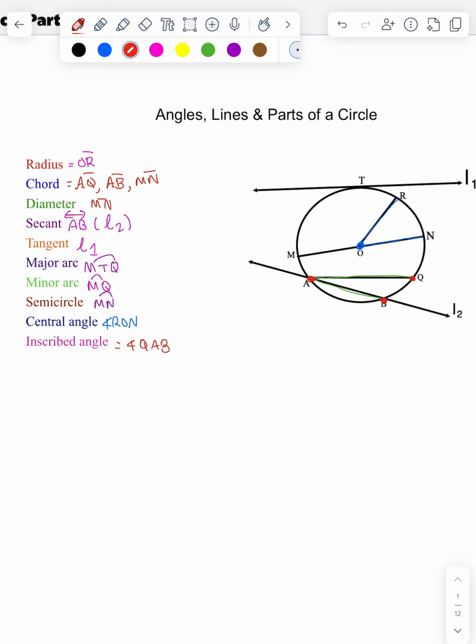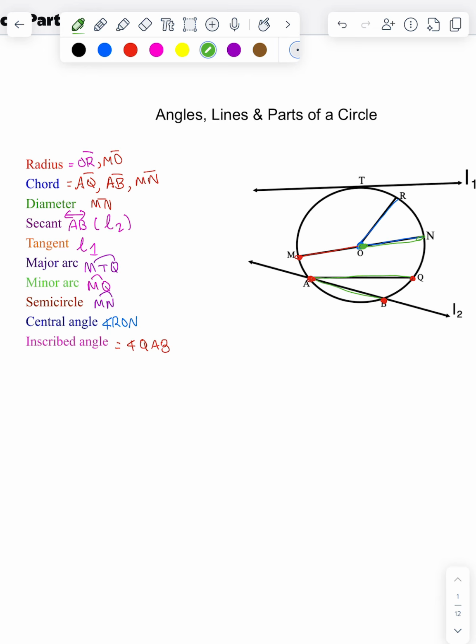Now, central angles and inscribed angles do have special relationships with the arcs of the circle, and we're going to talk about that a little bit as we go on in the video. One important thing to remember before we move on from here has to do with the radius that we were talking about at the beginning. We only had one radius drawn into the circle here. The only one here is, oh, no, there's more. There's not just RO, because MO would be a radius, because it's half of the diameter.